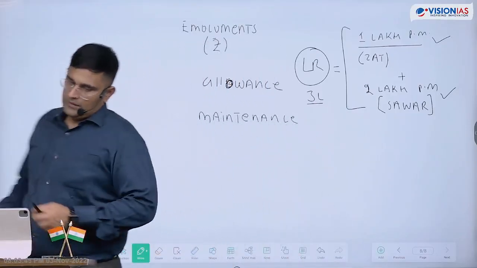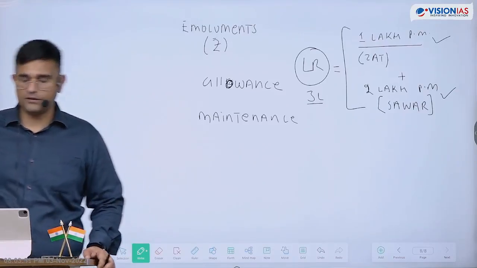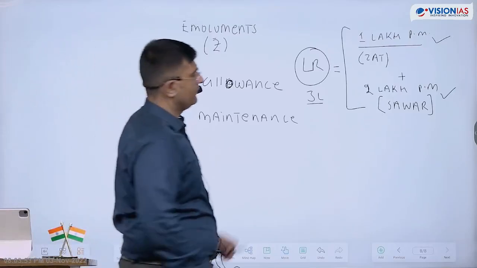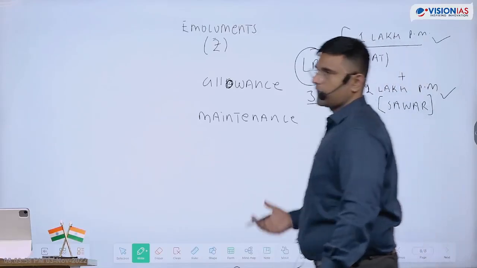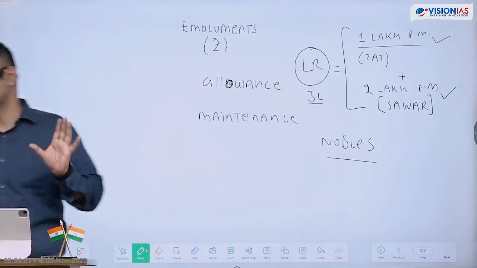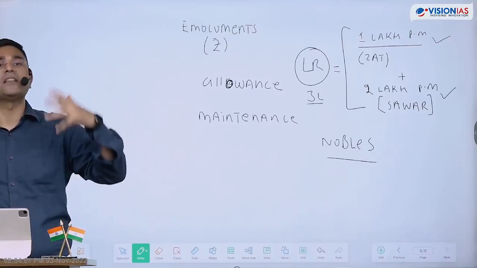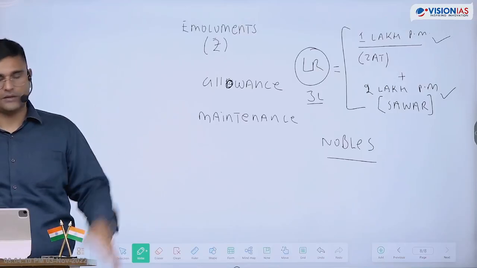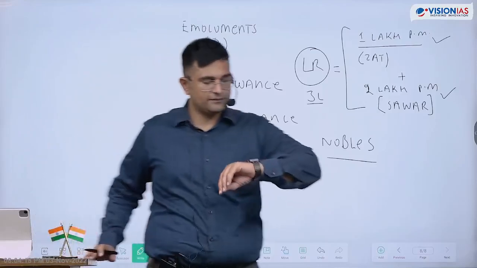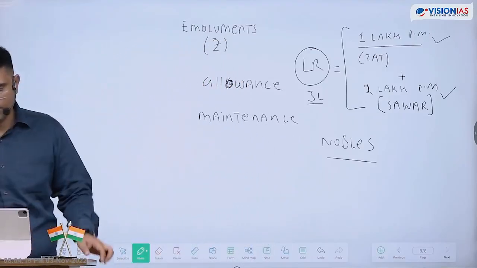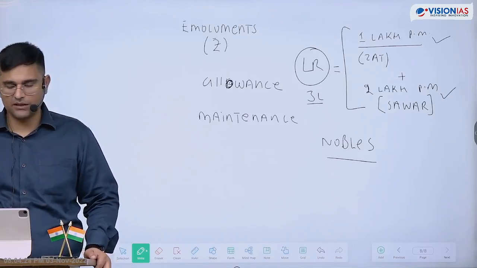Next item: more important nobles. Nobles mean Mansabdars, aristocracy, nobles; these are one and the same thing. Aristocrat, noble, Mansabdar are synonyms. Khandani log, noble. More important nobles were made Jagirdar Mansabdars.